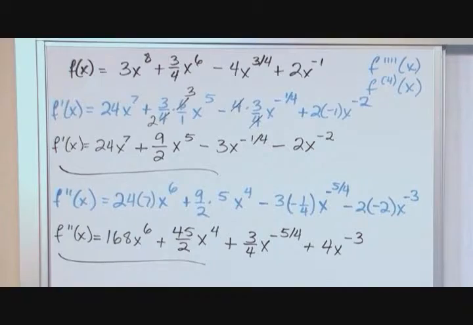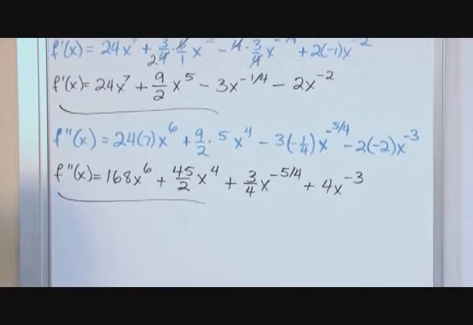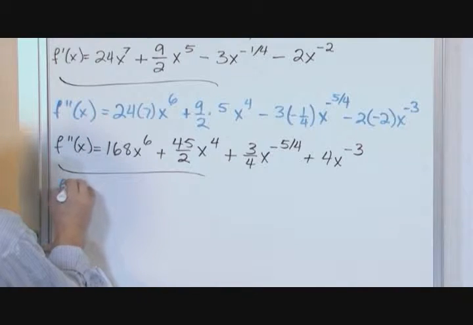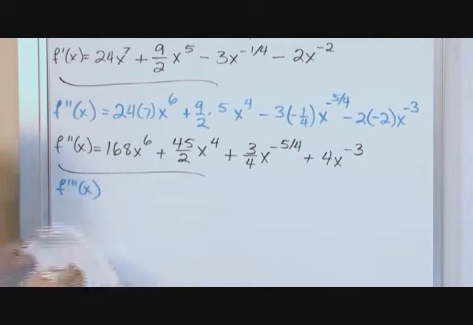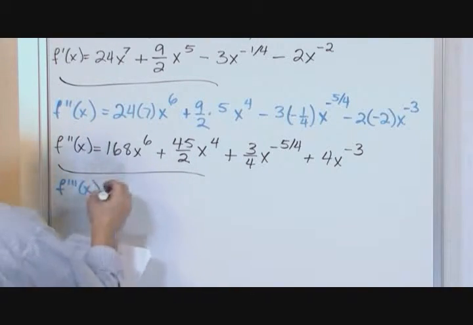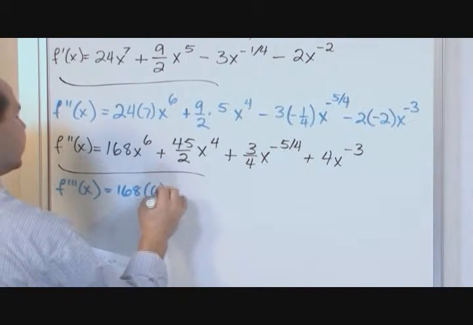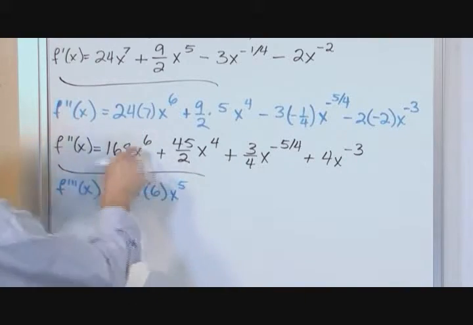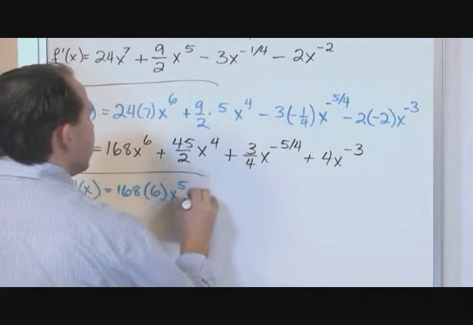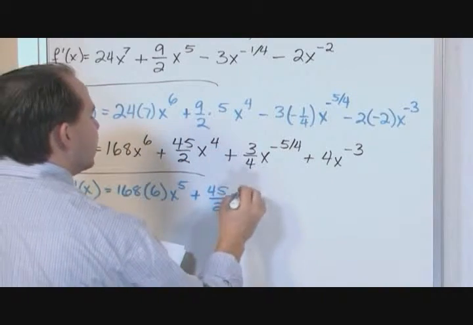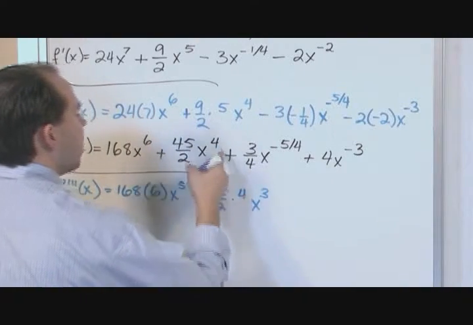That, my friends, is the second derivative. Now let's move on down the line. Take the third derivative, f triple prime of x. Same process. What we'll have here is 168 times this exponent 6, x to the 5th power, subtracting 1 off that exponent. Then we'll have 45 over 2 multiplied by this exponent, x to the 3rd power, subtracting 1 off of that exponent.